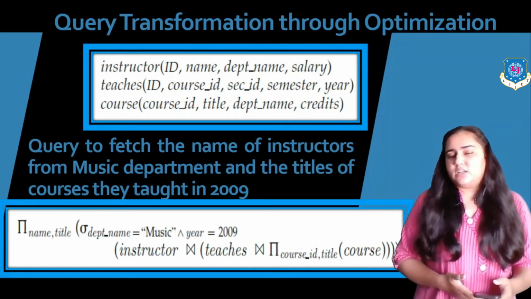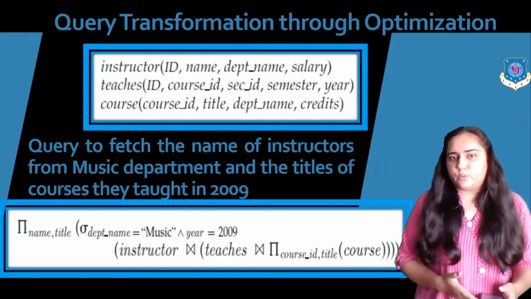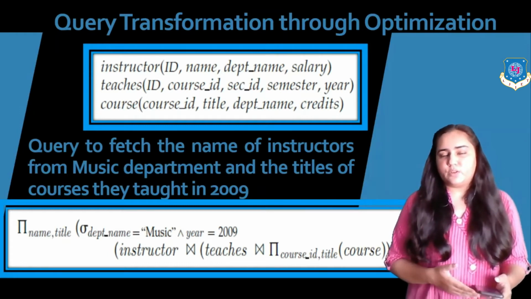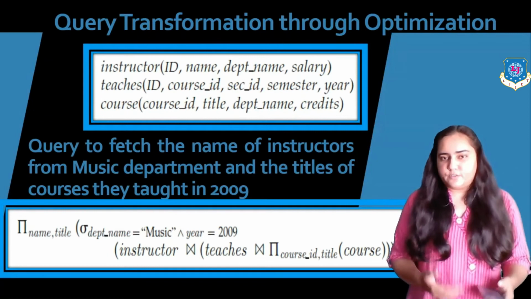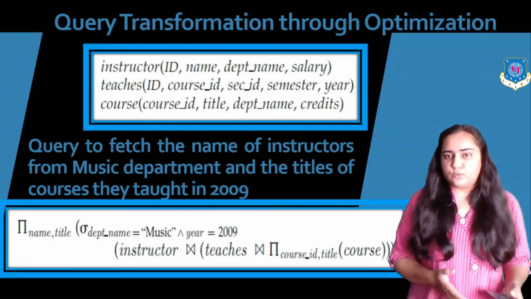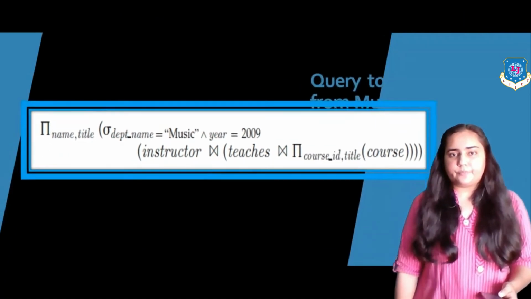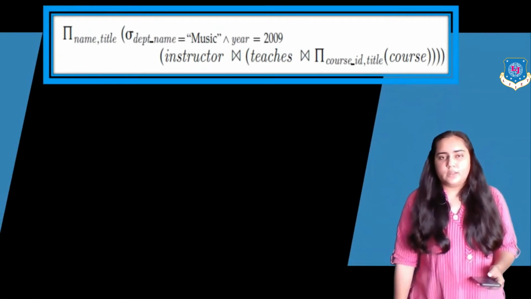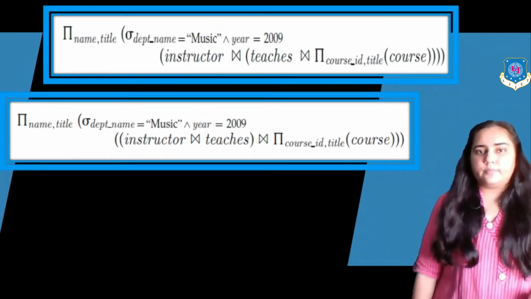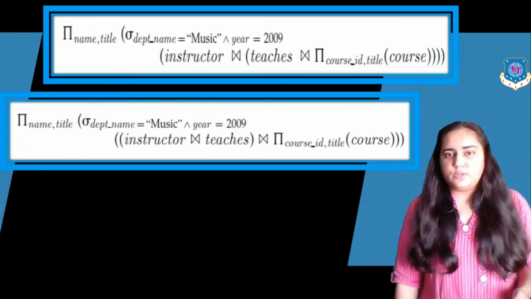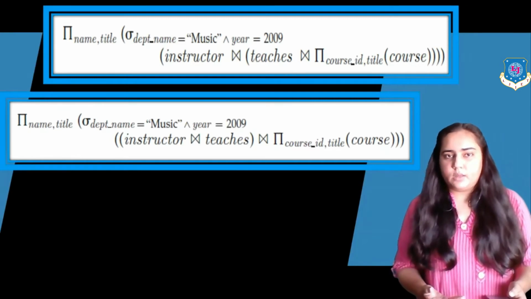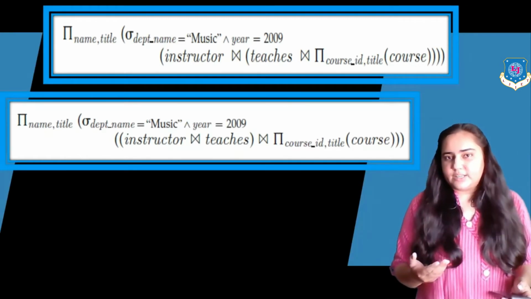So this is a fairly simple query. Now using this query, we are going to optimize it and transform it using all those 12 rules that we studied before. So let's do that. This is the query. Now notice what I've done here. I have just changed a little bit in the query.